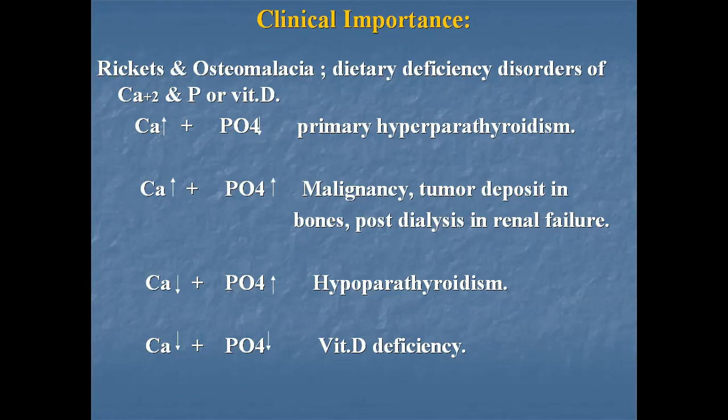Decreased serum calcium level and increased serum phosphate level are associated with hypoparathyroidism. In hypoparathyroidism, more reabsorption of phosphate occurs and less reabsorption of calcium occurs, so calcium is excreted more. Decreased serum calcium and decreased serum phosphate are both seen in vitamin D deficiency.